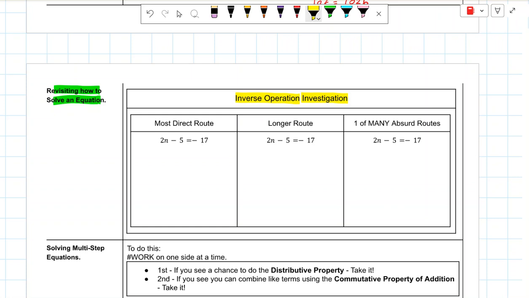So you can see that we have three categories. We have the most direct route, which we learned in a previous lesson, the longer route, and one of many absurd routes. So let's take a look at the most direct route.